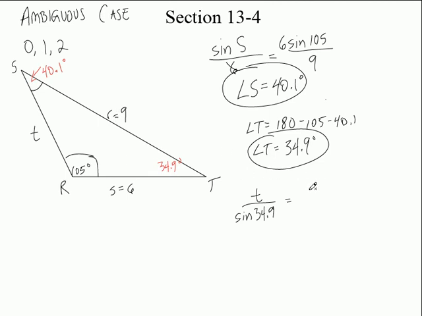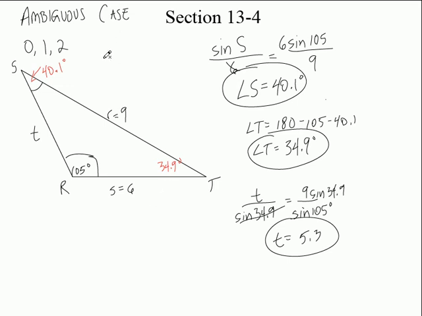So what are we going to put on top then? 9 over the sine of 105. This is just basic law of sines, nothing fancy about this. Solve for t, multiply by the sine of 34.9. Cancel it out. Solve for t, just chuck that in a calculator, and I already did it, and it's 5.3, and that's side t.